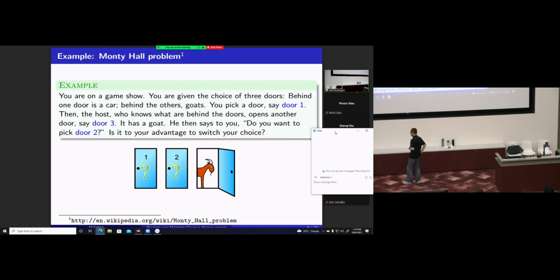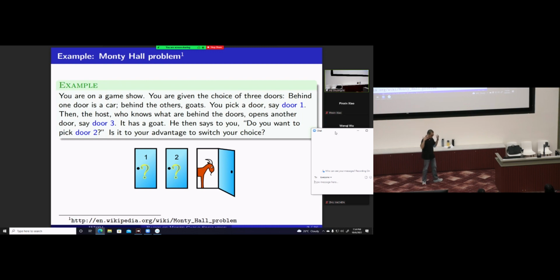Of course, you wish to have a car, right? So then, suppose that before the doors open, you pick one. Say, door 1. So then, the host, who knows what is behind the doors, opens another door, which has a goat, right?